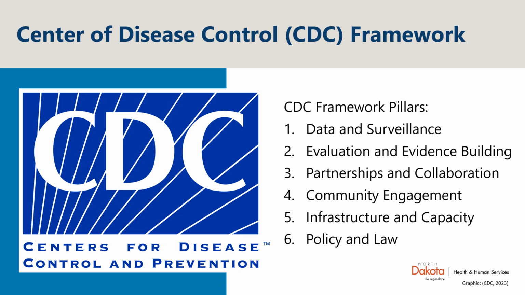The fifth pillar is infrastructure and capacity. To address social drivers and reduce health disparities, this framework focuses on infrastructure such as workforce, training, and access to financial resources, which must be strengthened and sustained. This could include continuing education and looking inward internally to better address health disparities and how you are serving your community and your workforce. The final and sixth pillar of the framework the CDC recommends is policy and law.